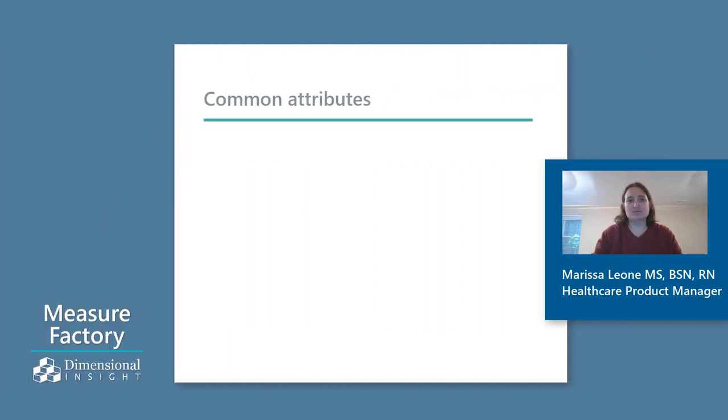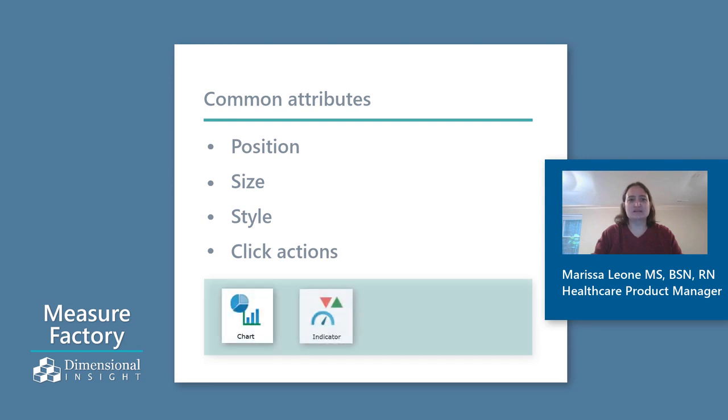So the common attributes are position, size, style, and click actions. These are the ones that will work amongst all the component types. And by component types, I'm referring to charts, indicators, texts. Think of the portlet types within the regular non-stamp dashboards.